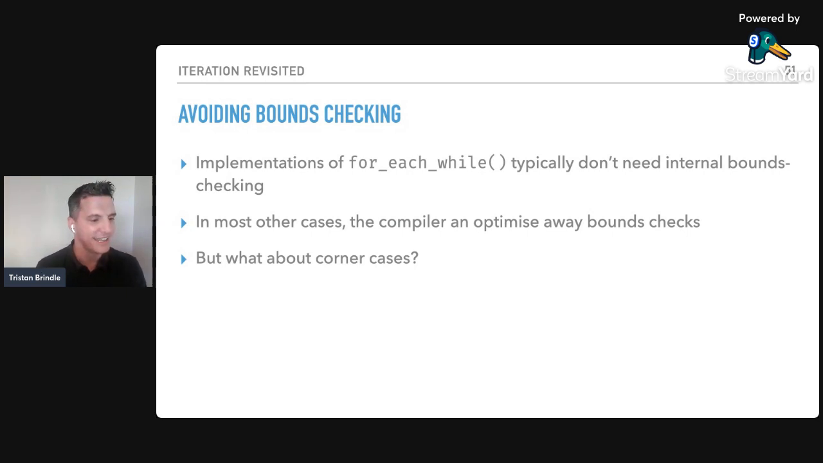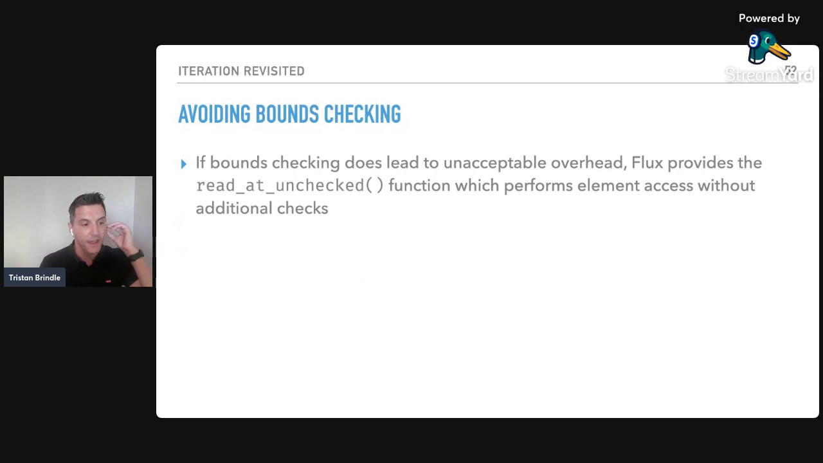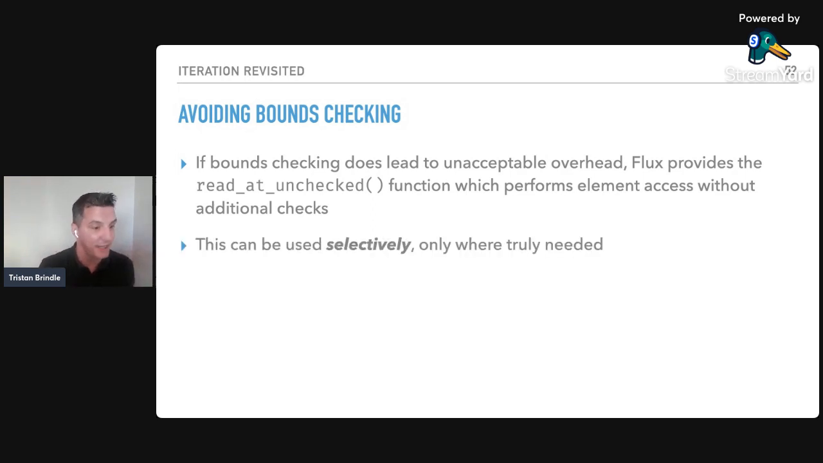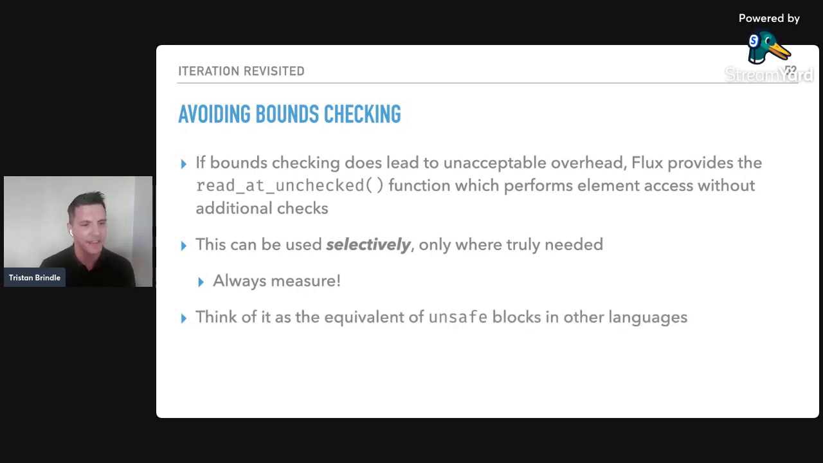What about corner cases? Well, for corner cases, if you have benchmarked and you have profiled and you have seen that this bounds check actually is causing you problems, then there is an alternative version of readAt. It's called readAt unchecked. What this does is it performs the same as readAt, but avoids the bounds check. So this is like an unsafe operation. It potentially gives you undefined behavior, but it avoids the bounds check. The idea is that this can be used selectively, only where you have measured and profiled and you know that you need it. You can think of this as being the equivalent of unsafe blocks in other languages.